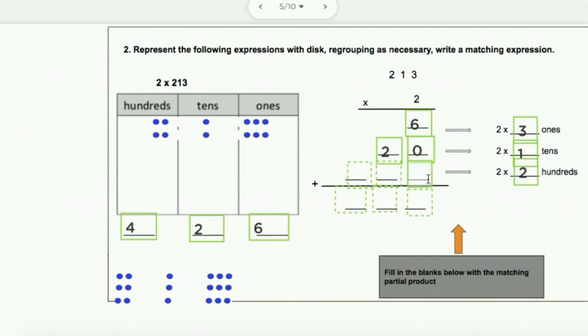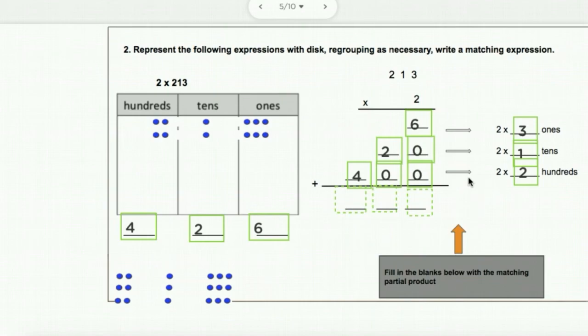So my 2 is going to go in my tens place, and my 0 is going to go in my ones place. Now I'm in the hundreds place. 2 times 2 hundreds, or just 2 times 2 for now. What's 2 times 2? Good, 4. And I have 4 hundreds. How do I write 4 hundreds in standard form? Good job. 4, 0, 0.